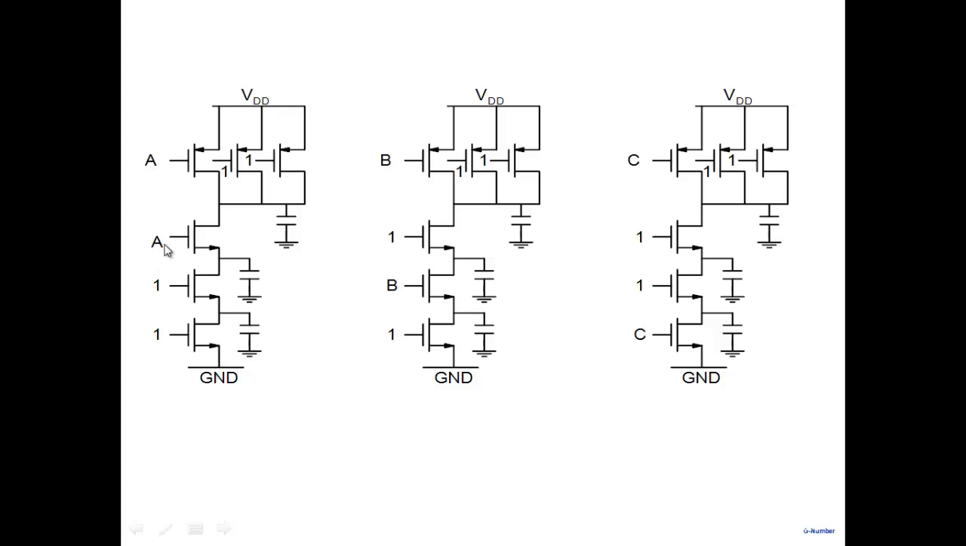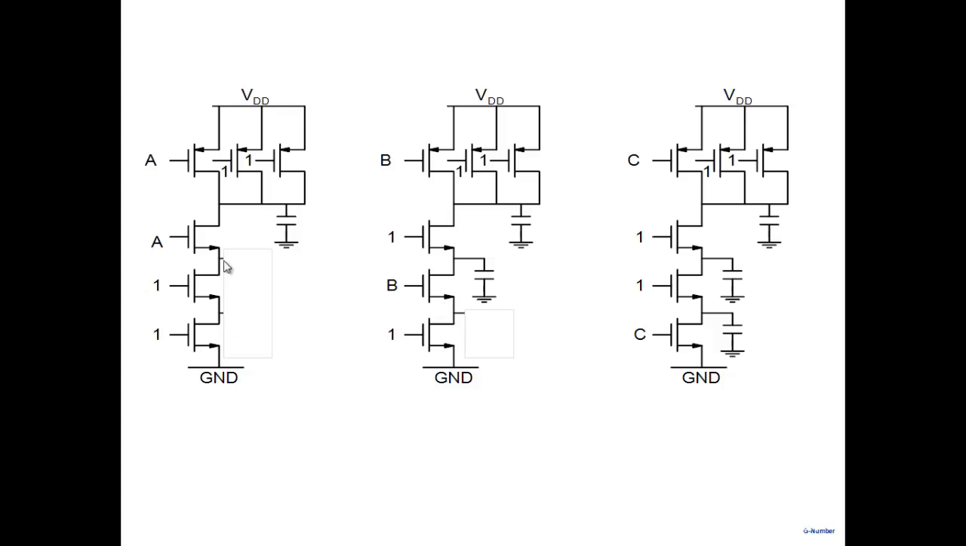Top one, A: note that this is 1 and this is always connected to 1. These capacitors don't matter at all. In this case, this is permanently connected to 1. This capacitor doesn't matter. In this case, all capacitors matter here. So the delay is going to be highest for C, then for B, and then for A. Right?